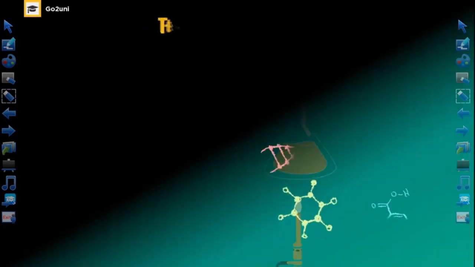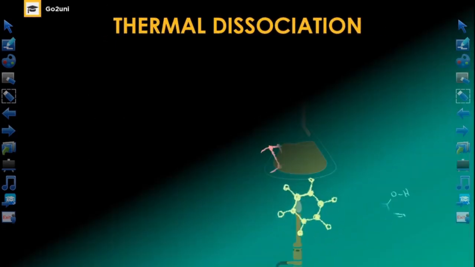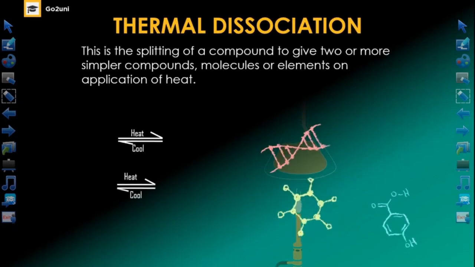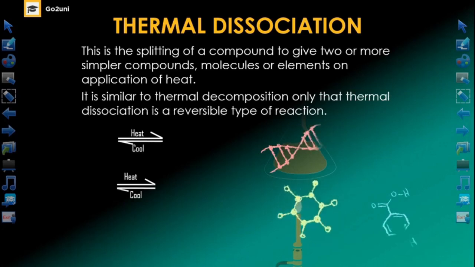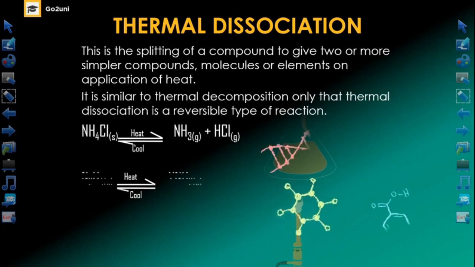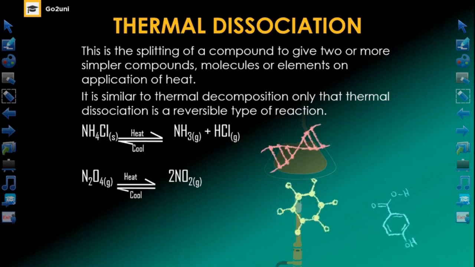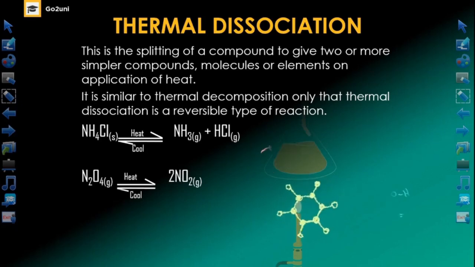Our next type of reaction is thermal dissociation reaction. Thermal dissociation is a type of reaction which involves the splitting of a compound to give two or more simpler compounds, molecules, or elements, as the case may be, on the application of heat. That is to say, as its name implies, thermal dissociation. Thermal is the application of heat, and dissociation simply has to do with breaking down.